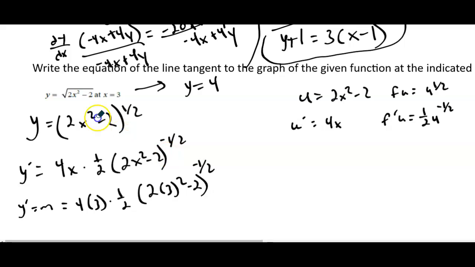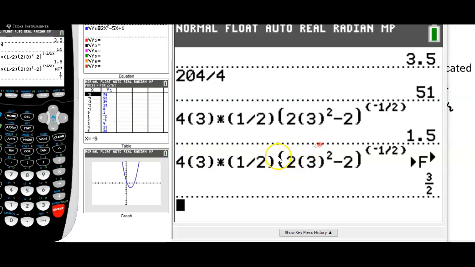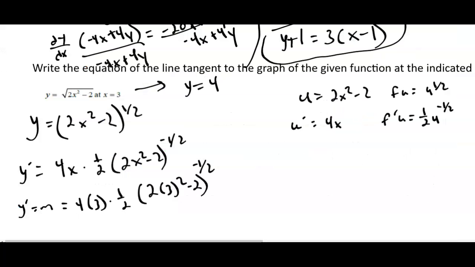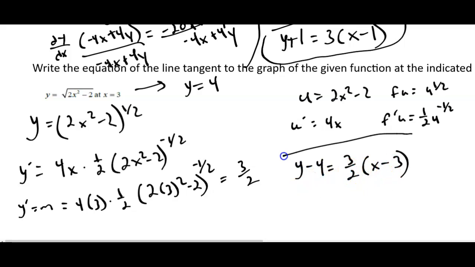And you can literally punch this in your calculator and let it work for you. So I literally put it in the calculator, guys. 4 times 3 times 1/2 times 2 times 3 squared minus 2 raised to the negative 1/2. And I got 1.5, or 3 halves. So m equals 3 halves. Alright, so now the tangent line would be y minus y1 equals m times x minus x1, like that. And that would be it.